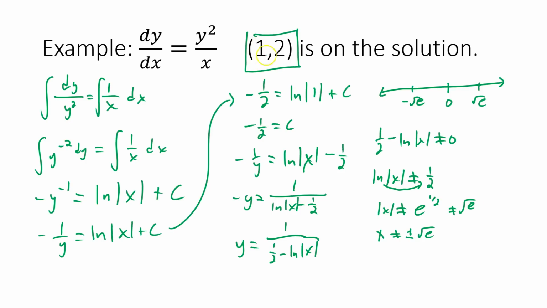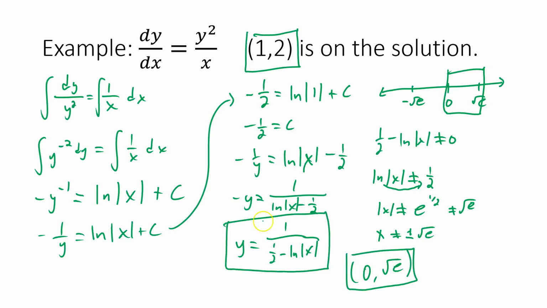Well, 1 has to be our x value. 1 lies between 0 and root e, because e is 2.7 something, so the square root of e is going to have to be more than 1. So that's the interval that we want. So the domain for this guy is going to be 0 to the square root of e. That's our domain. Okay, and this is our solution.